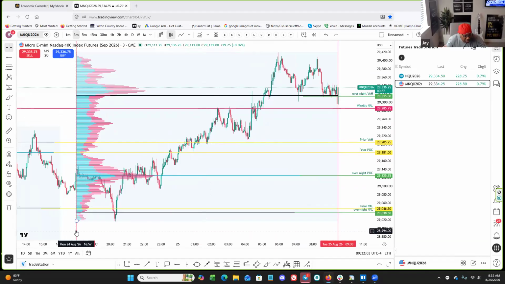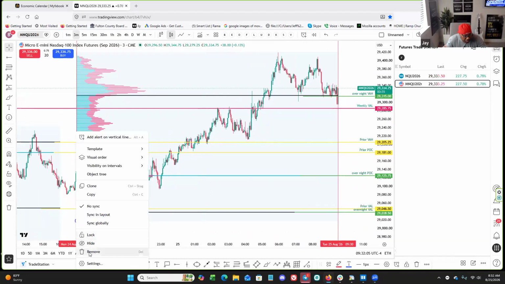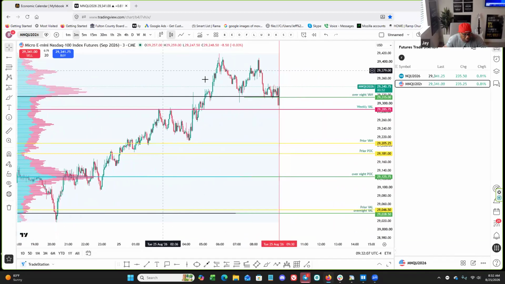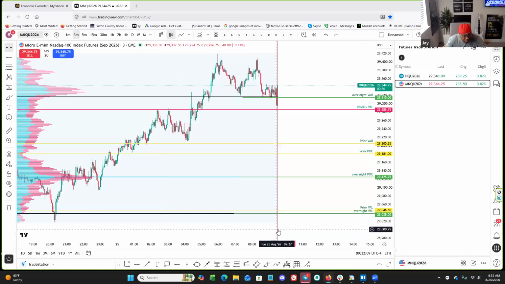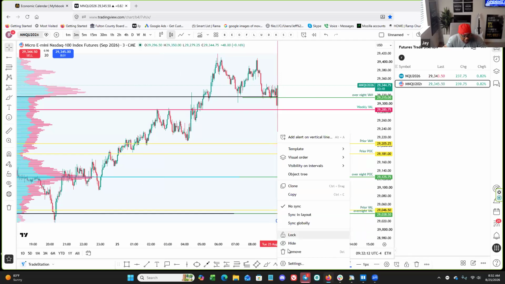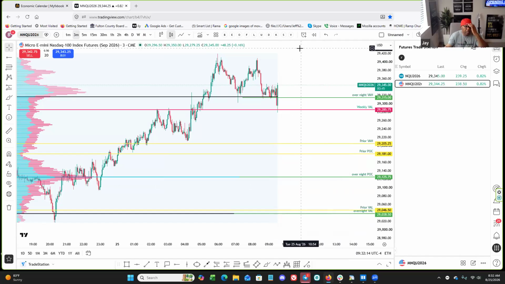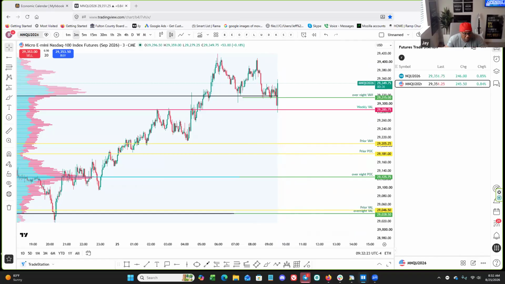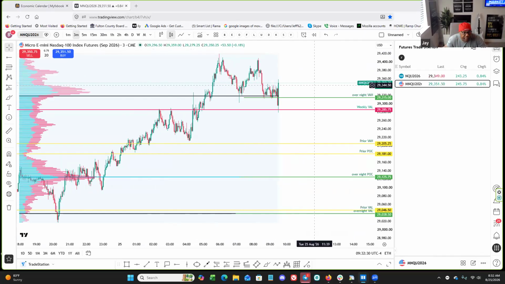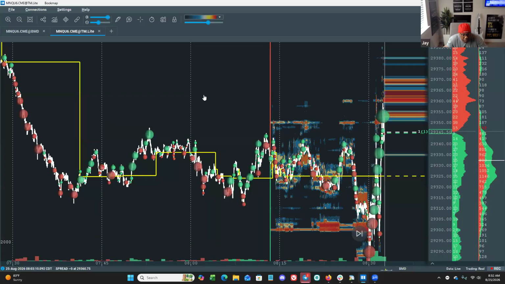I need to get that other profile on here though before I really take a trade, unless I just see something crazy. Just looking at the tape, I don't know until I plot that on there. So I need to wait and see. I need to get that other volume profile on here first.